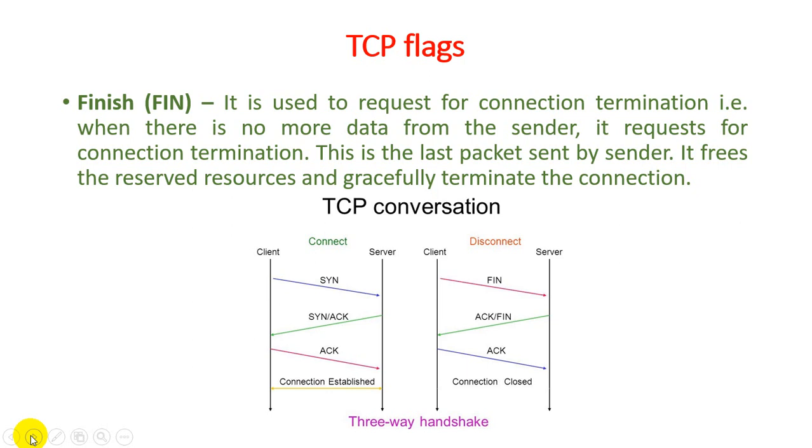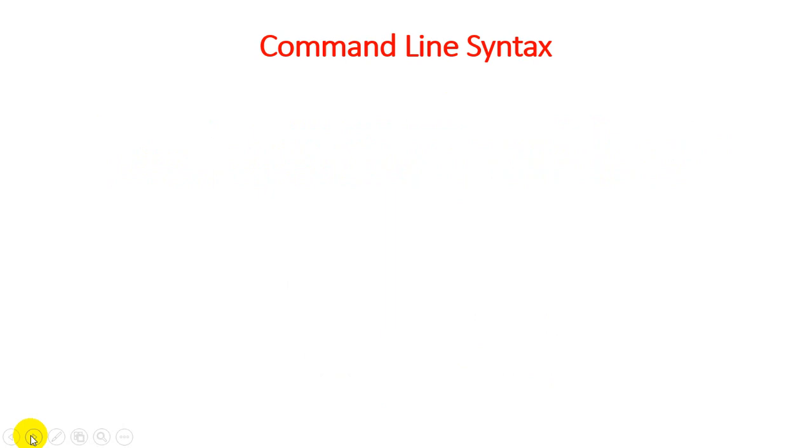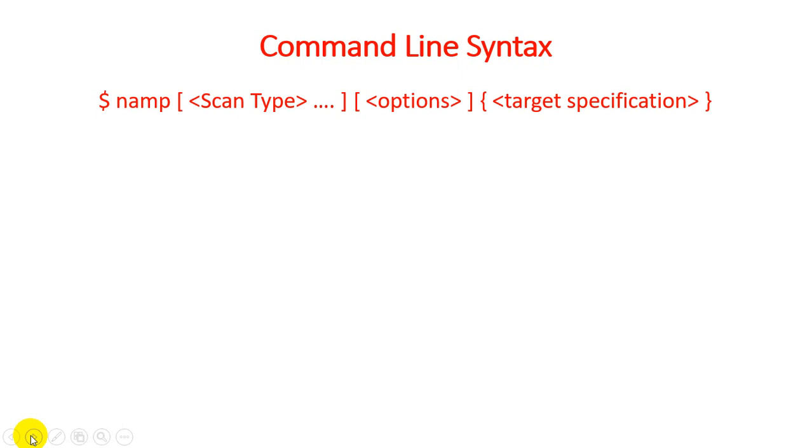Now we understand a basic command which is available in Nmap with the command line syntax. The command starts with $nmap. Scan type is based on the user's choice. Options are also part of the user's choice, and the target specification is through which they can scan a particular system. Now we understand the different scan types, options and target specifications.